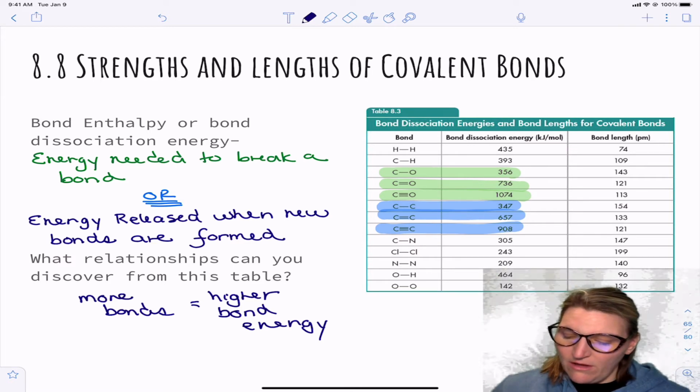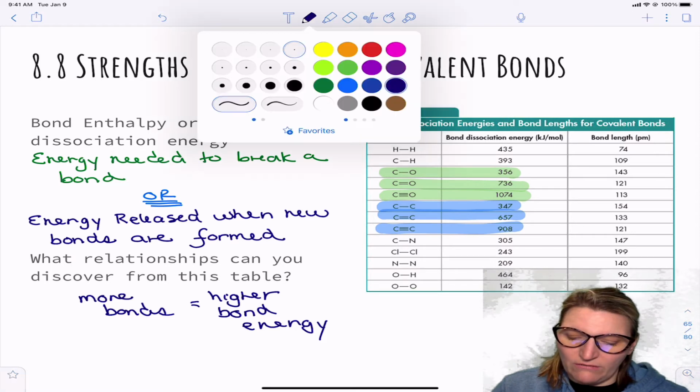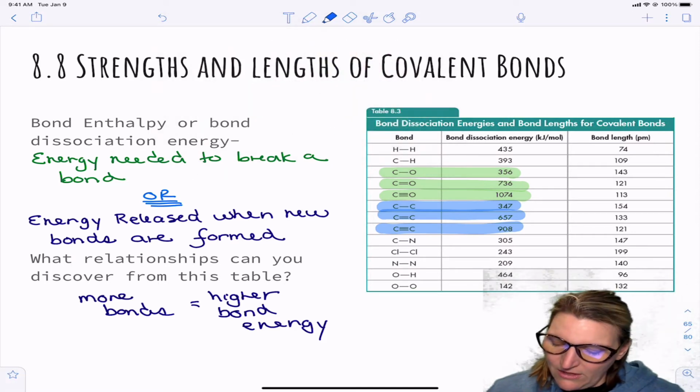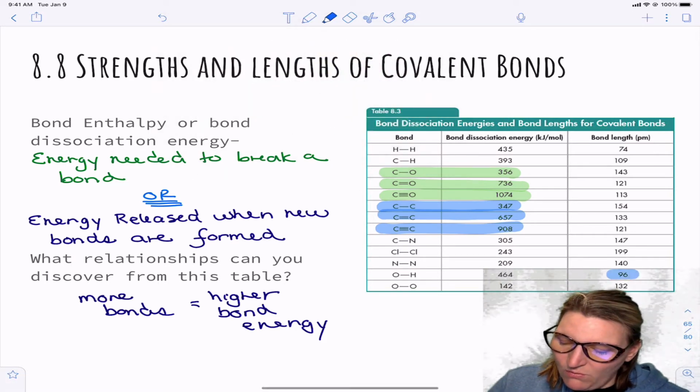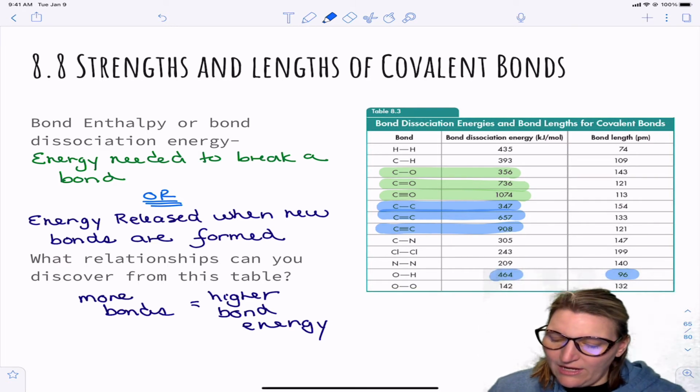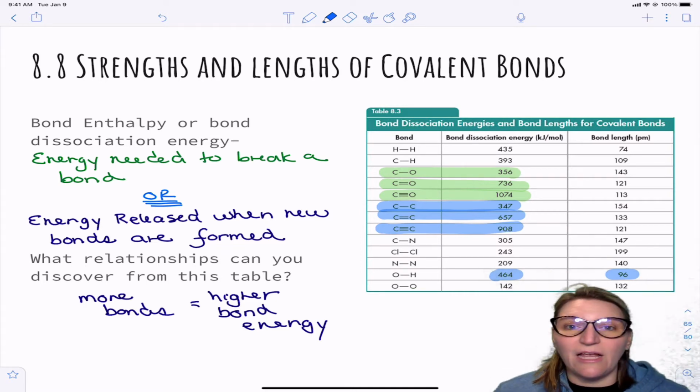The other generality that you may notice is, in general, and there are exceptions to this, but in general, the smaller the bond, the larger the bond energy. And the longer the bond, the lower the bond energy. And that is another example of Coulomb's law.